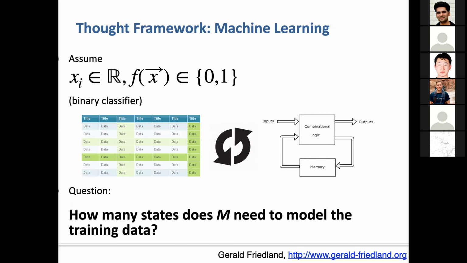Okay, so the thought framework will be, from now on, as I said, you have some xi that are real numbers. In reality, they are floating points in your computer, but you can really make them real numbers. I'm totally fine with that as a thought framework. And then we have some f of x. Now, for the next couple of lectures, this is very important: there's going to be an overhanging assumption in everything I say that we have a balanced binary classification task, okay?